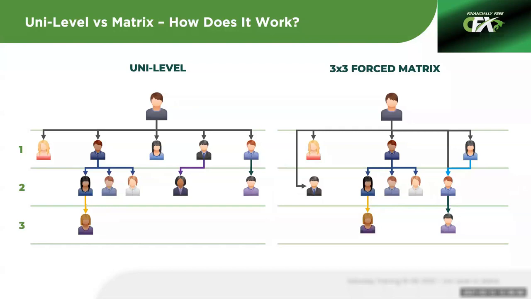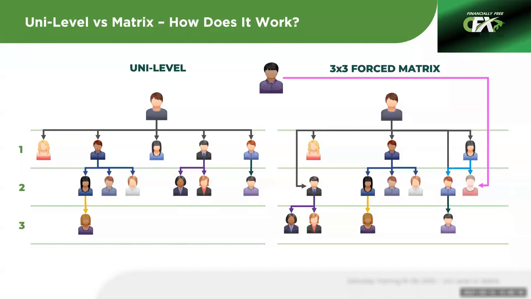And then this fellow introduces this lady. Where does this lady go? Well, because it's personal to him, she goes there in your matrix. So she's on your level 2 in the uni level, but your level 3 in the matrix. And then he introduces another person. Well, of course, she goes there.